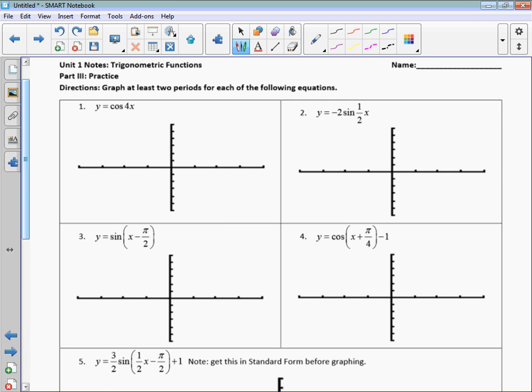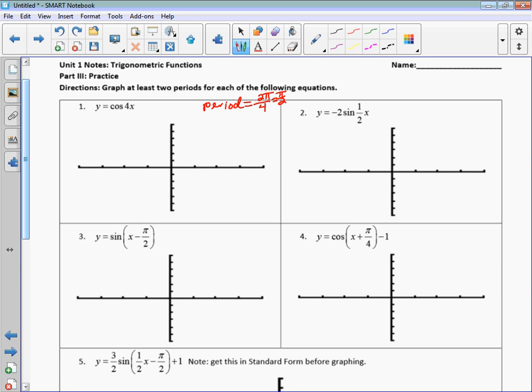We are going to walk through a lot of these together, so make sure you guys just have the process down for these. So y equals cosine of 4x. Only one thing has changed. What is that one thing? Yep. Okay, so let's think about it. What is the period now equal? Pi over 2. Yeah, because you're doing 2 pi over 4, so we get pi over 2.